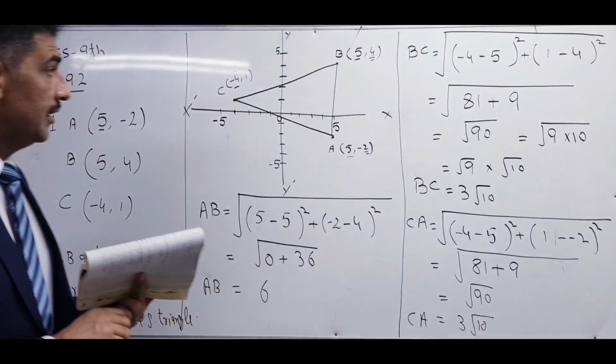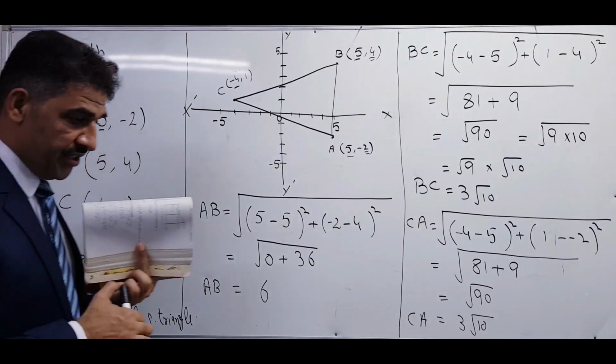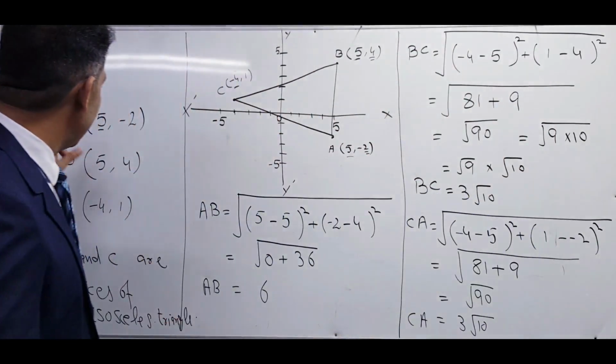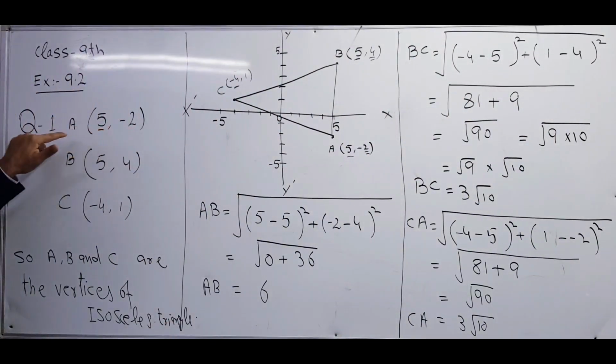So what is the statement of this question? We have to check whether the points are the vertices, because if it is one, it is called a vertex. If plural, more than one vertex, it is called vertices. These are the vertices of which type of triangle?